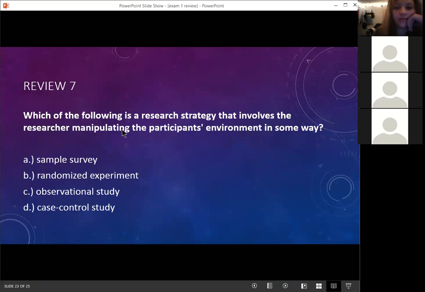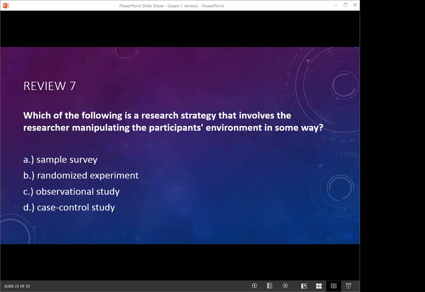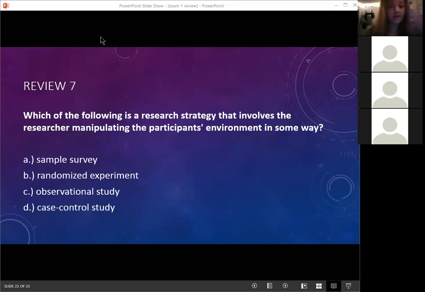Okay, so which of the following is a research strategy that involves the researcher manipulating the participant's environment in some way? Great, so our answer is B here.